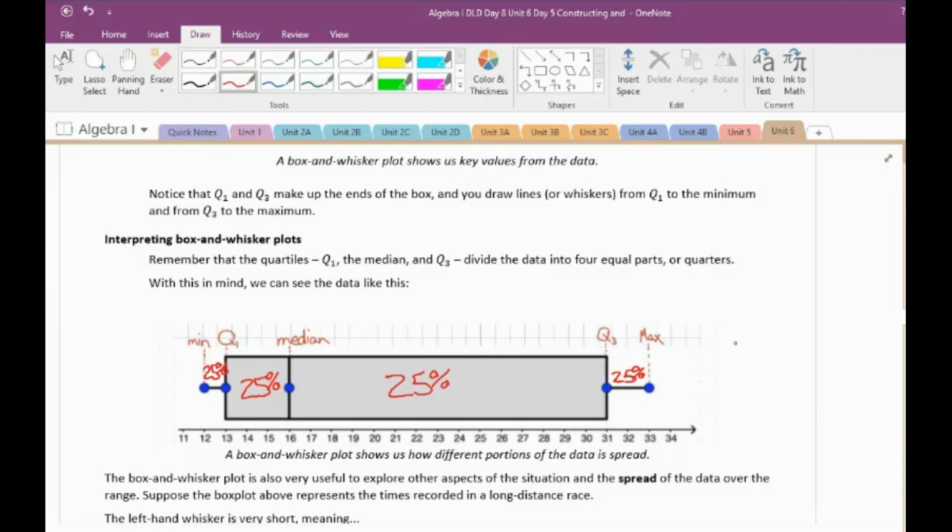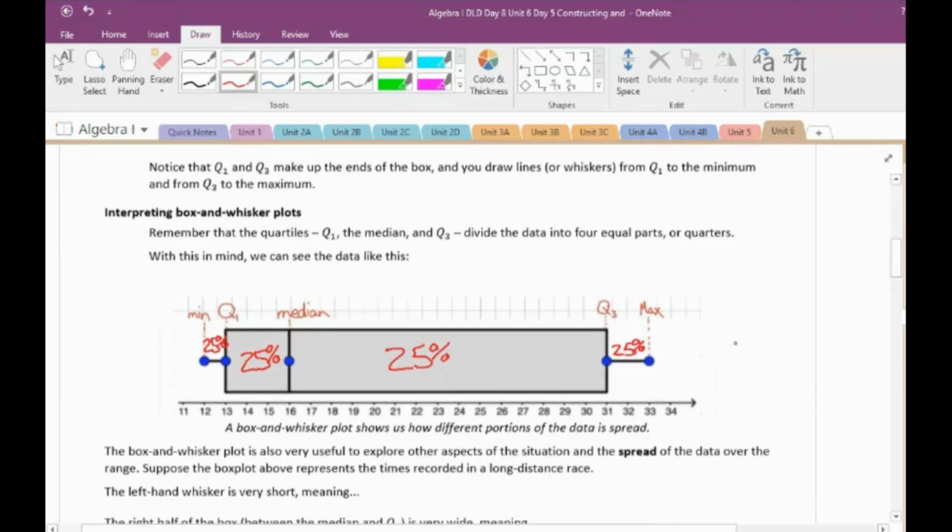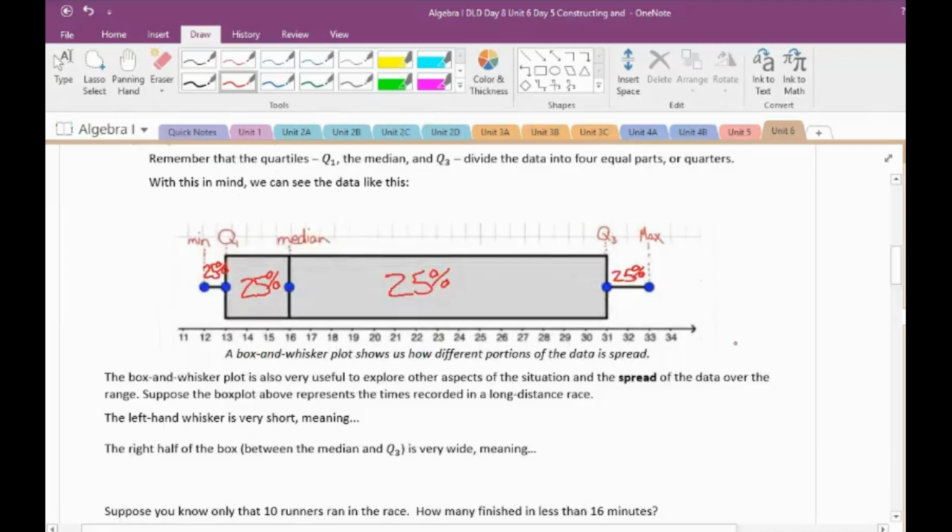Okay, so this box plot is really helpful in enabling us to visualize those quarters. And we can explore different aspects of the situation, like we'll see in a sec, but also the spread of the data. So I want you to suppose that these numbers that we were given without context originally are the times that are recorded in a long distance race. Let's say it's a 3 mile race, okay?